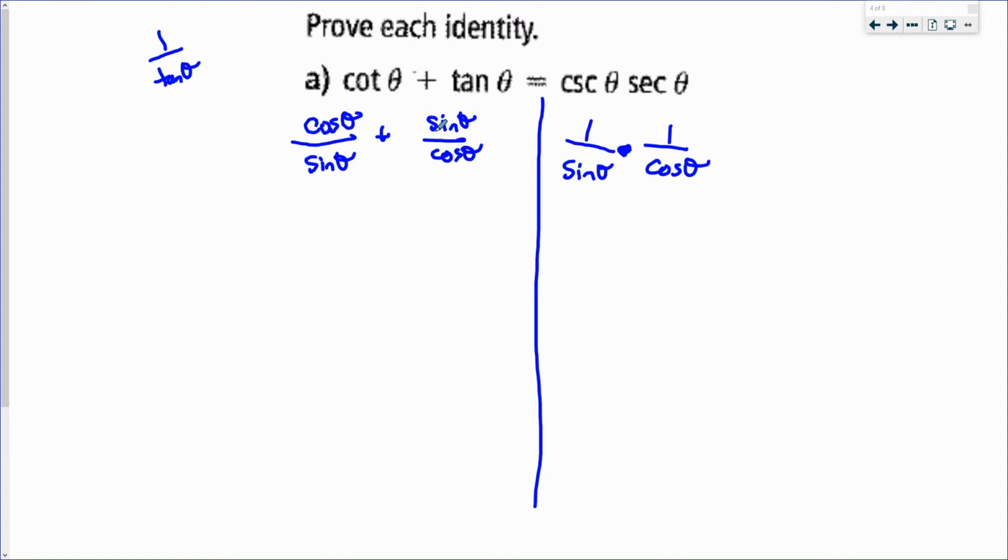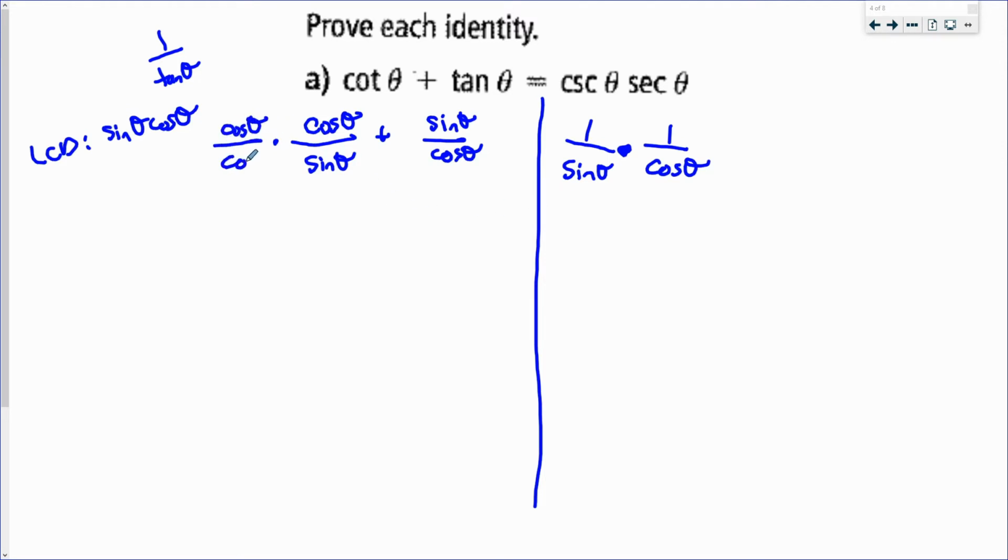Okay, now it's kind of like, well, you got 2 fractions that are being added and then these ones are being multiplied. So the only way to try to get what's on the right-hand side is to get a common denominator. So that common denominator, my LCD, is going to be sine theta cos theta, which, as you can see, is what I have over here. So that's looking good.